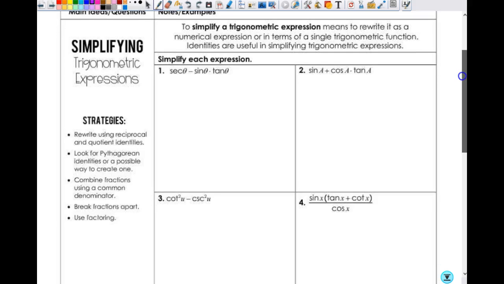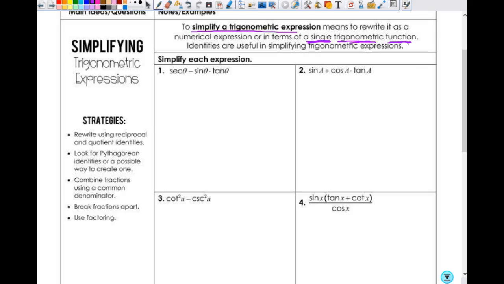So it says to simplify a trigonometric expression means to rewrite it as a numerical expression or in terms of a single trigonometric function. Identities are useful in simplifying trigonometric expressions. So it's basically the skills that you're going to have to use to simplify down your equations, because we're going to use some basic algebra skills for those as well. But sometimes we need to substitute things in just to make things cancel out and clean them up a little bit. Again, we're not changing what they're equal to, we're just changing the way it looks. It's a lot like taking the square root of 8 and making it 2 square root of 2, or taking 4/8 and making it 1/2. Same concept.